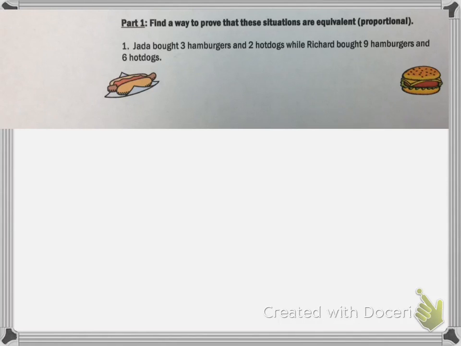So let's do some practice. Part one says to find a way to prove that these situations are equivalent, proportional. So proportional means equivalent. So this says Jada bought 3 hamburgers and 2 hot dogs, while Richard bought 9 hamburgers and 6 hot dogs. So we're going to set up a ratio with just our labels. We have hamburgers over hot dogs.